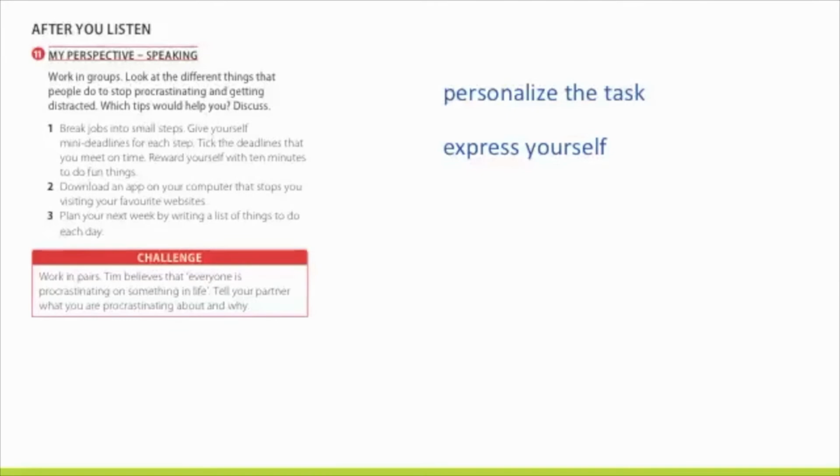And then at the end we've got the after you listen activity, where it's not just the vocabulary that is personalized, but the task gets personalized itself. So the students have to work in groups, look at different things that people do to stop procrastinating and getting distracted, and then they have to decide which of those tips would be helpful for them personally. So break jobs into small steps, for example, or download an app on your computer that stops you visiting your favorite websites, or plan your next week by writing a list of things to do each day. Yes, no, yes, to a certain extent, blah, blah, blah. They have to talk about them, they have to express their opinions.